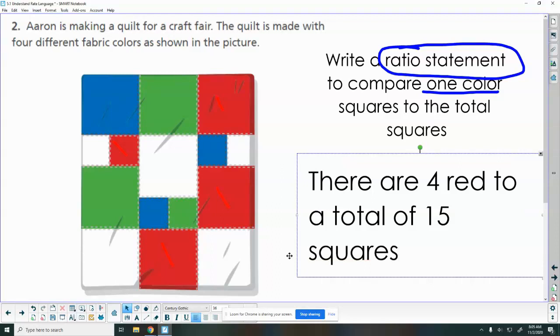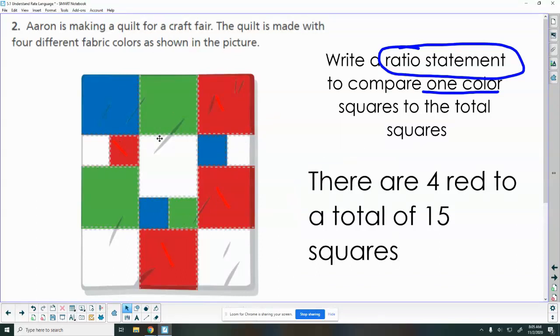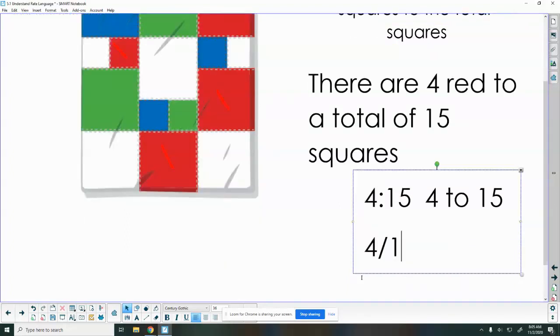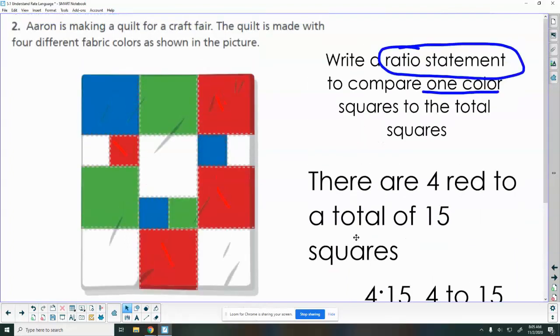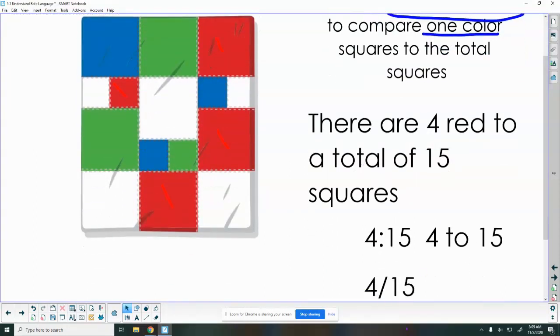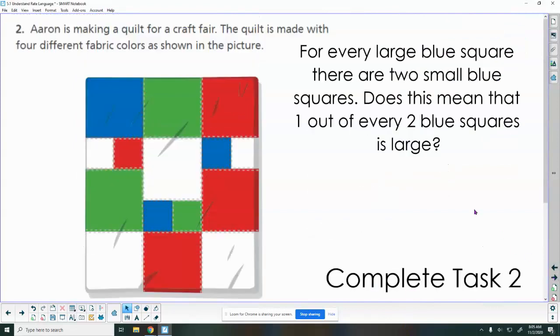squares. And I could do that same thing for the green. There are 1, 2, 3 green squares to a total of 15. So I can go through and do that for each one, but it wanted the single color first and the total second. So I could write that as a ratio and say 4 to 15, or 4/15. Lots of ways to do the same information: a sentence, or 3 different ways to write a ratio.